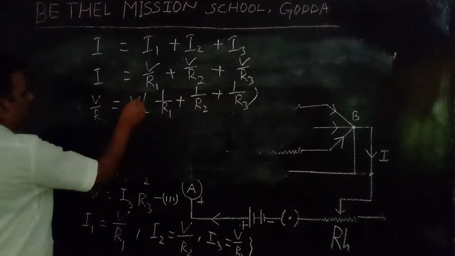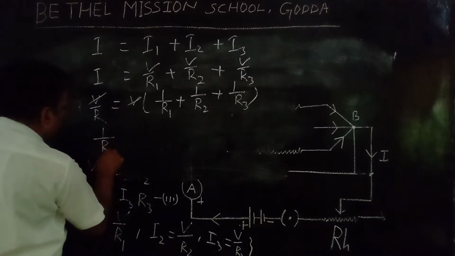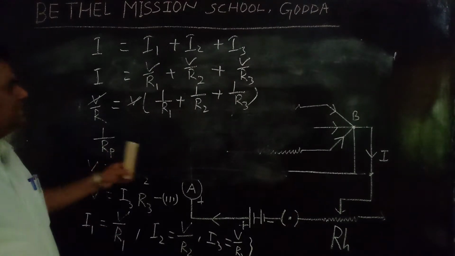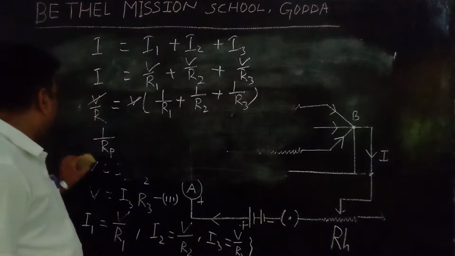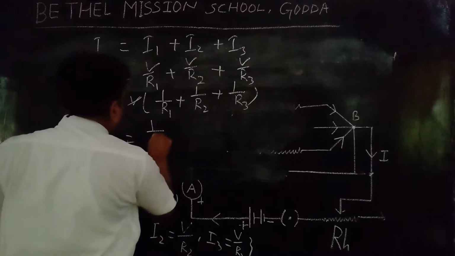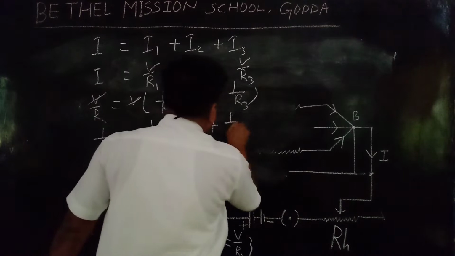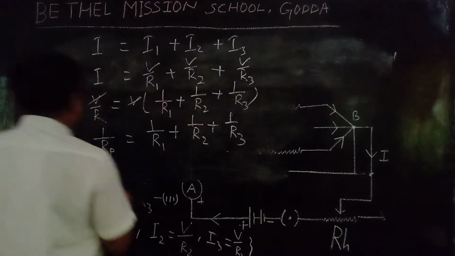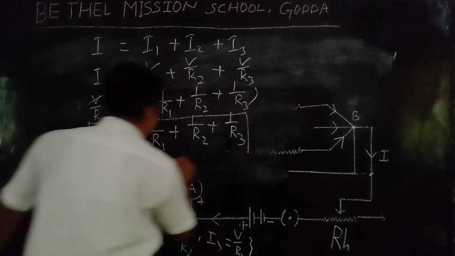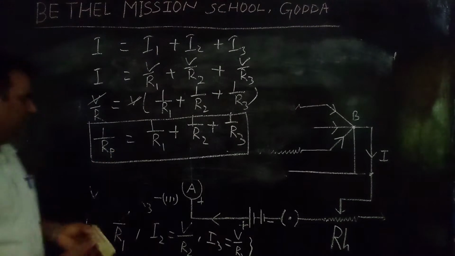So here V is cancelled. So we can write 1 upon Rp. Rp means resistance, equivalent resistance in parallel. So 1 upon Rp is equal to 1 upon R1 plus 1 upon R2 plus 1 upon R3. This is the required expression for the resistance when the resistances are connected in parallel.